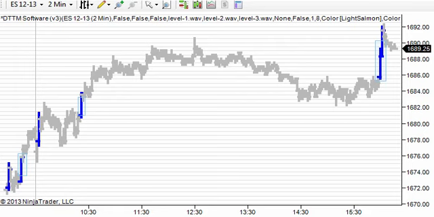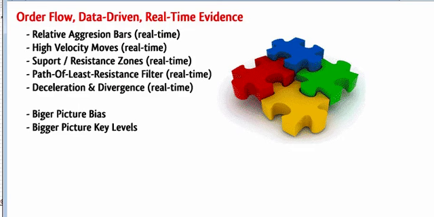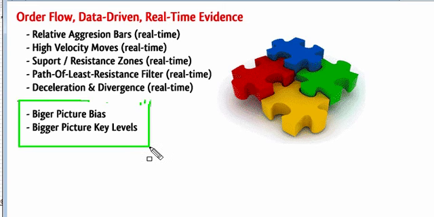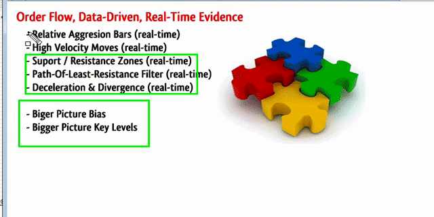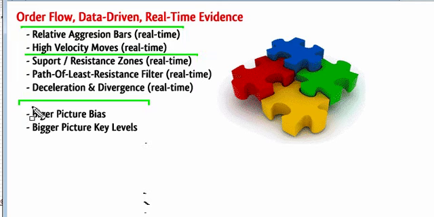And so I wanted to talk about a few things. Let me first start by very briefly talking a little bit about the software. What we do is we like to look at the bigger picture, so the bigger picture levels, bigger picture bias, and we talk about that every night in our member center. But then in real time, we're looking at some order flow based evidence that's giving us a deceleration indication, a filter, real-time support resistance zones, and beyond that, it's also giving us what we call relative aggression bars and high velocity moves.